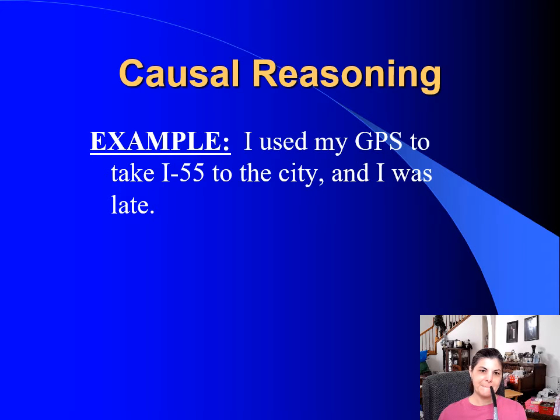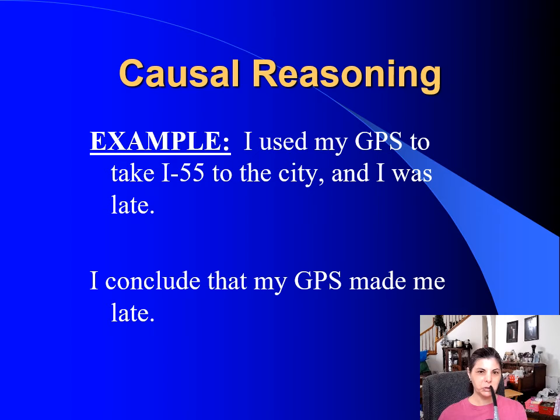So let's say I am going down in the city. I take I-55, I use my GPS in my car, but I get there late. Okay. Now, if I conclude or claim that my GPS made me late, I'm using causal reasoning because I used my GPS and I was late. Now, I'm sure you can see the problem with this. It could be true, but with causal reasoning, you need to be sure there aren't any other possibilities.